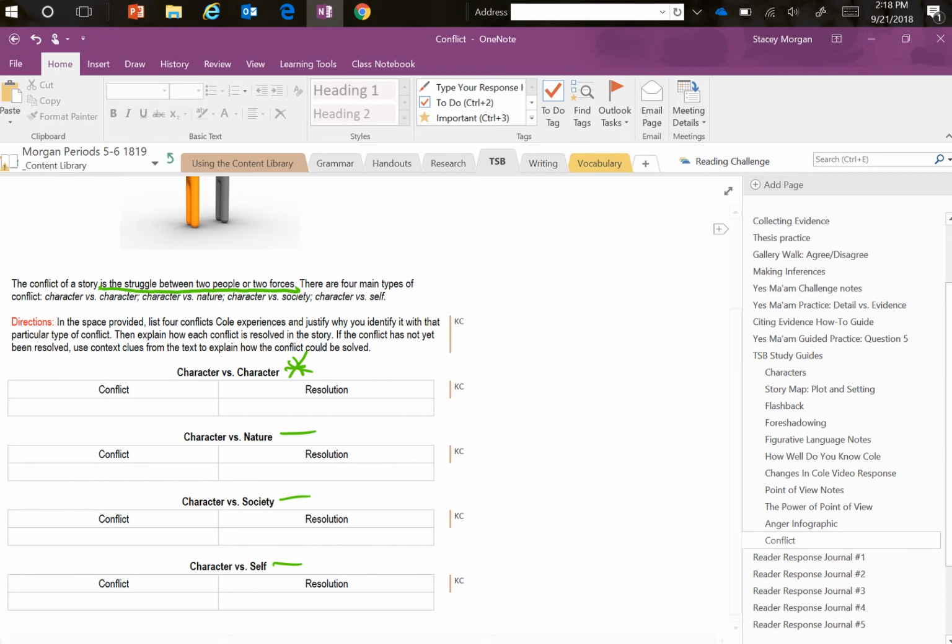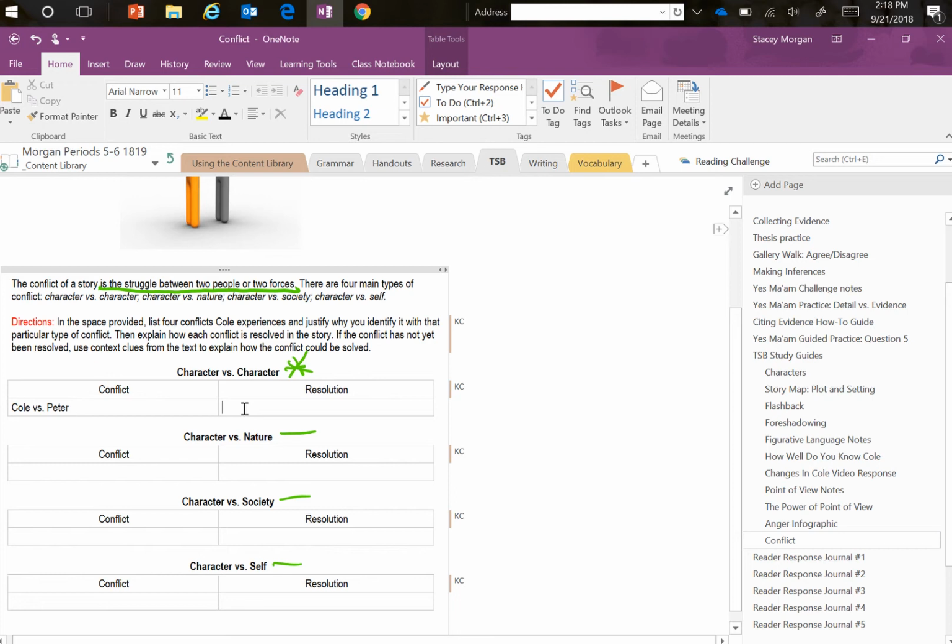It's Batman versus the Joker or Superman versus Lex Luthor. It's always the good guy versus the bad guy. So the most obvious example of conflict in Touching Spirit Bear is Cole versus Peter. There's a few other ones too. You could argue Cole versus his dad was another example of character versus character.